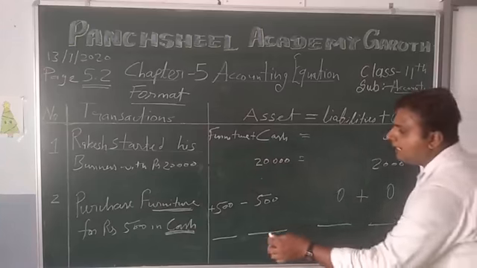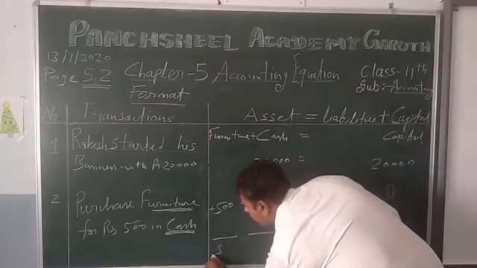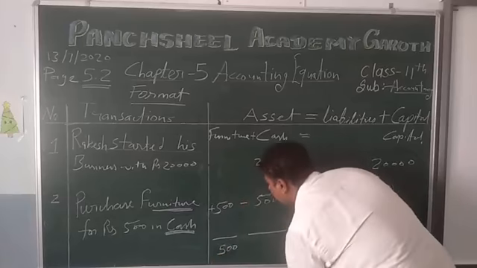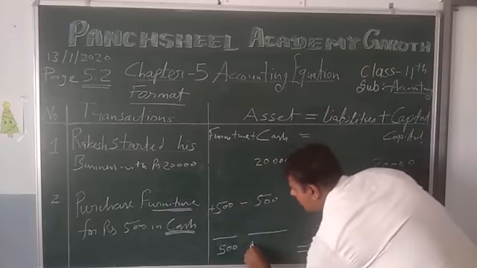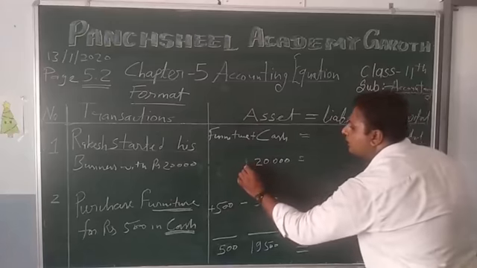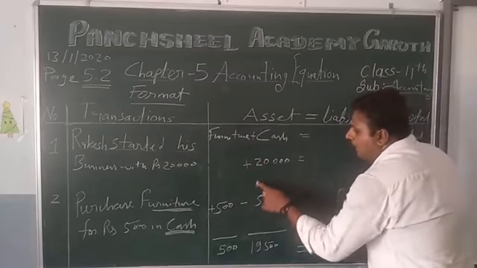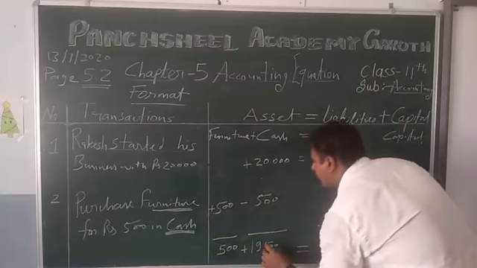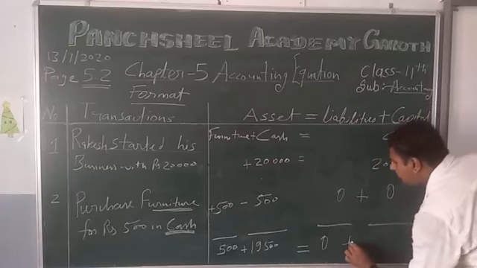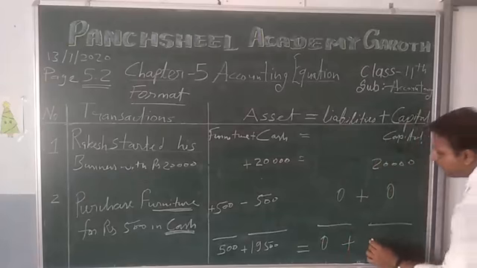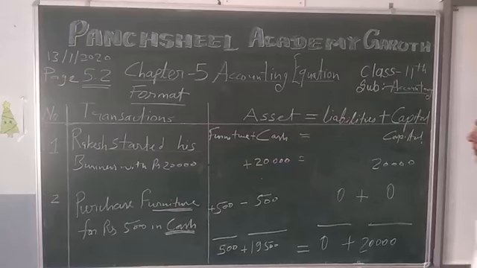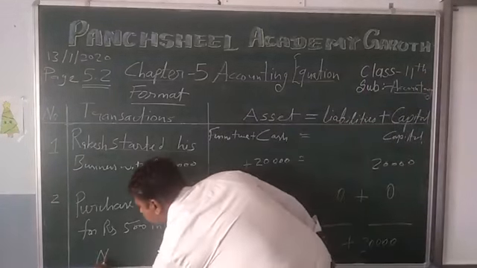So here we can write that our furniture is rupees 500, cash is 19,500. This is plus: 20,000 minus 500 is 19,500. Okay, here the liability is 0. Capital is 20,000 plus 0. How much? So now our new equation is made.